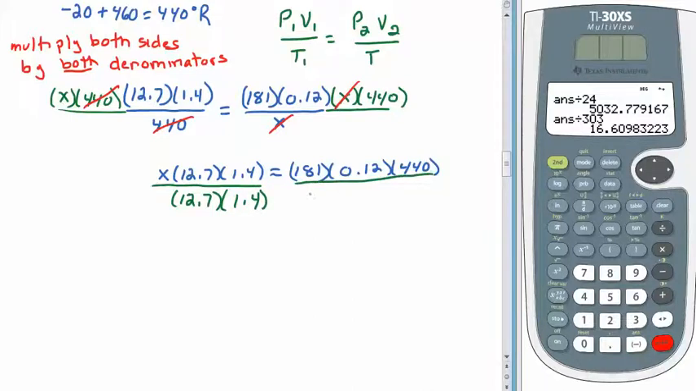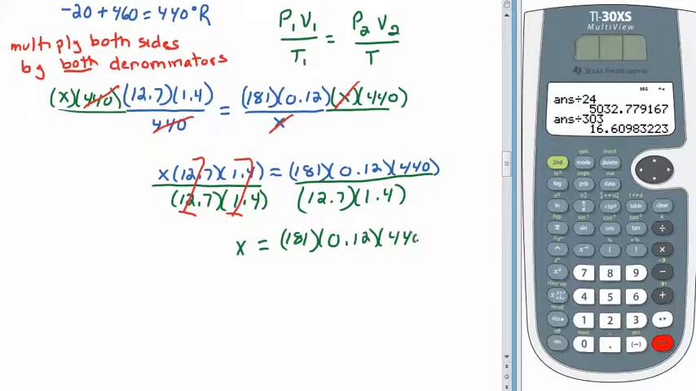Remember, save those calculations for last. Watch all those common factors cancel. That's always the fun part. And so now x is equal to 181 multiplied by 0.12 multiplied by 440 divided by 12.7 and divided again by 1.4.